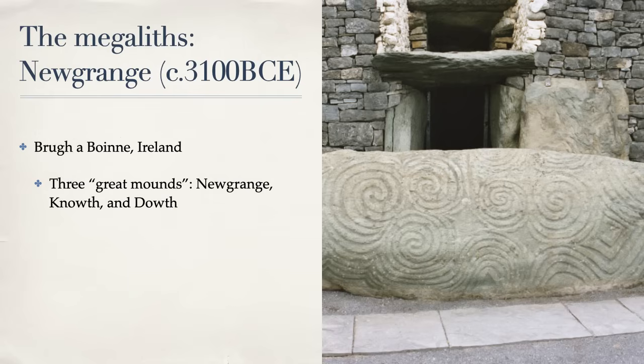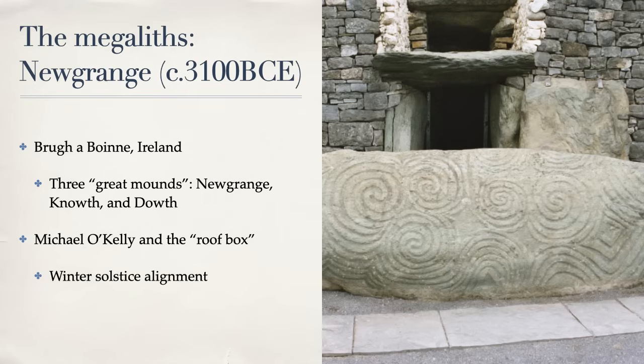So Michael O'Kelly in the 1980s reset stones, reconstructed the mound, while taking very careful notes on the building sequence, the construction technique, and other details. It is over 45 feet high and 300 feet across, with quartz crystal facing. And O'Kelly discovered a window shaft that he called the roof box. It is 62 feet long, and on the winter solstice, the rising sun illuminates the chamber inside, and specifically a spiral pattern on the back wall. The mound dates to perhaps around 3100 BCE.